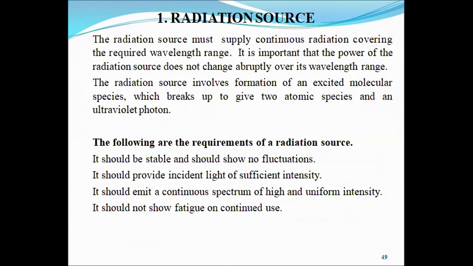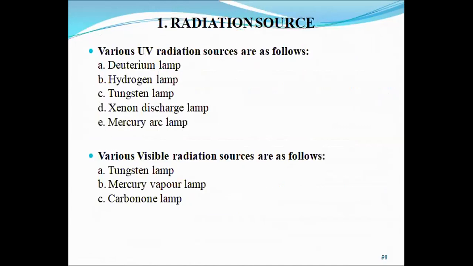The radiation source needs to be selected, and there are a few requirements for it. The radiation source should be stable and should not fluctuate, and it should have incident light of sufficient intensity. It should emit a continuous spectrum of uniform intensity. It should not show any kind of fatigue when we are using it continuously.